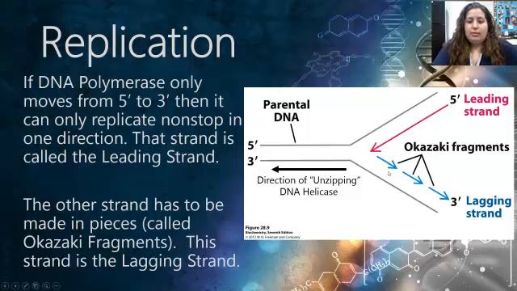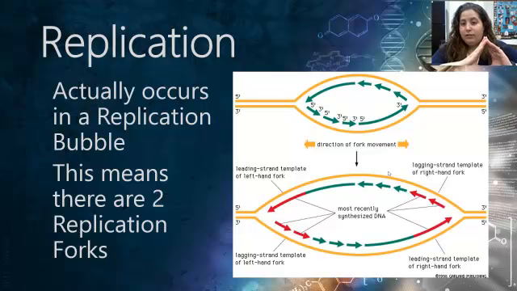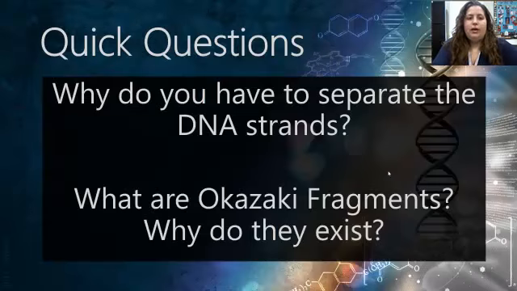Now what ends up happening is we have a replication bubble. Rather than just the fork, you're going to actually have a bubble to help replication go faster. And we can do it in two different directions, but one of those directions is going to have those Okazaki fragments. Why do you have to separate the DNA strands? What are Okazaki fragments and why do they exist?